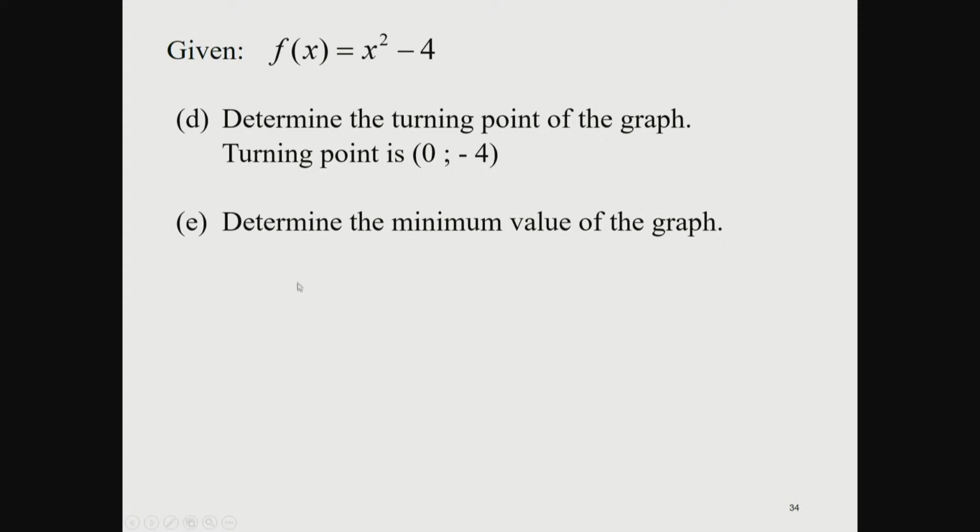Okay. The next question is to determine the minimum value of the graph. Earlier on I indicated that when a is greater than 0, we have the minimum value, and when a is less than 0, we have the maximum value. So in this case, we have the minimum value because the value of a in front of x squared is positive. Therefore, the minimum value is equal to minus 4. But if it was a sad face, or concave down, then we would have the maximum value. Please keep that in mind.